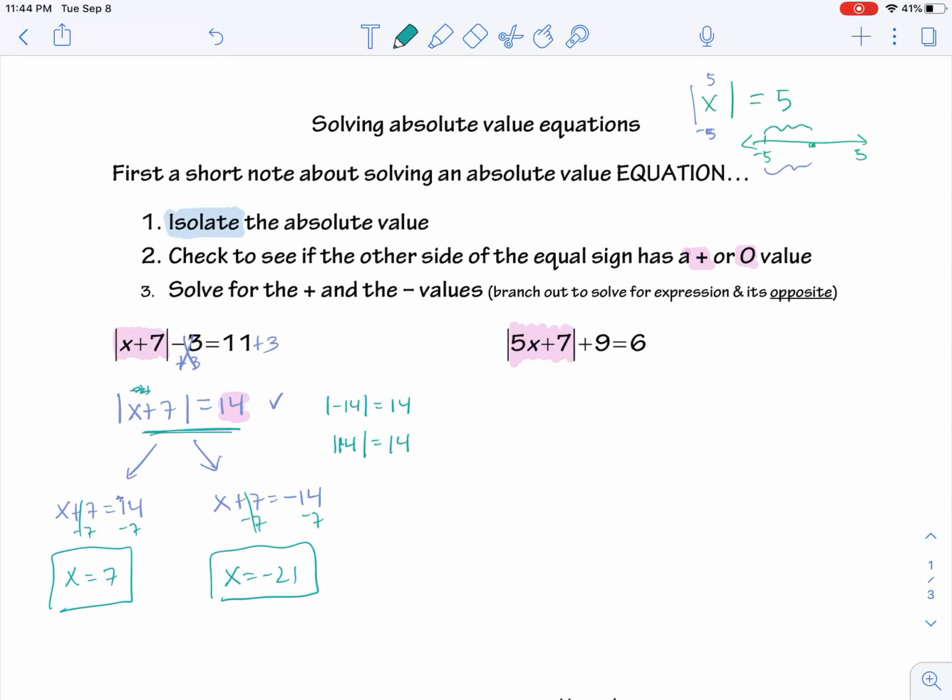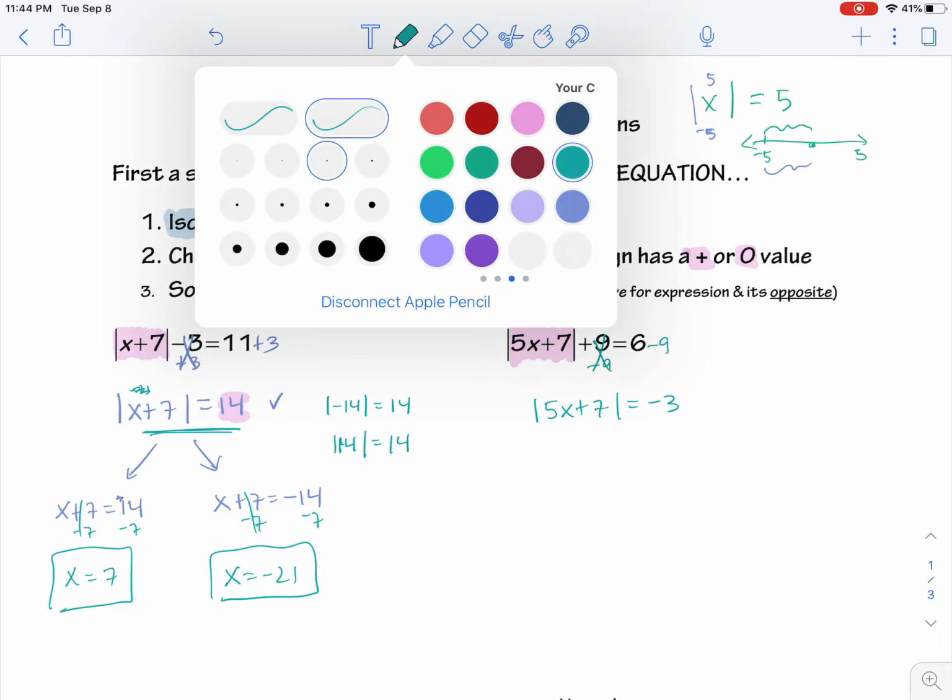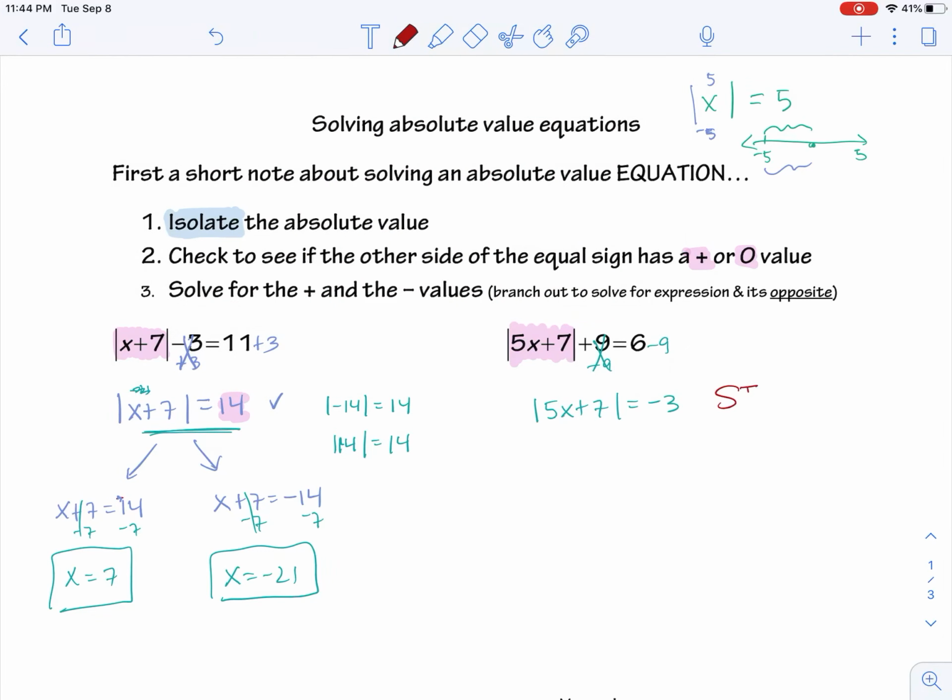So what happens when you isolate it and you don't get a positive or a 0 value? Well, let's try that out. If you subtract 9 from both sides here, we're going to get that 5x plus 7 is equal to negative 3. Stop. This has no solution. You do not need to do anything else.